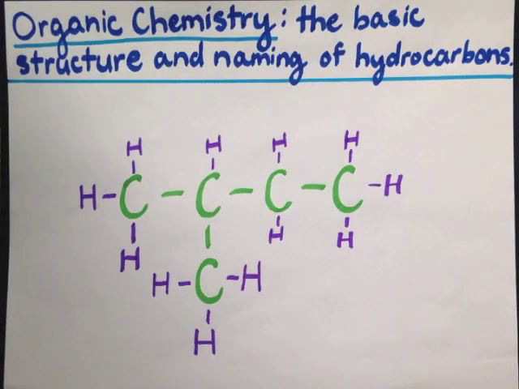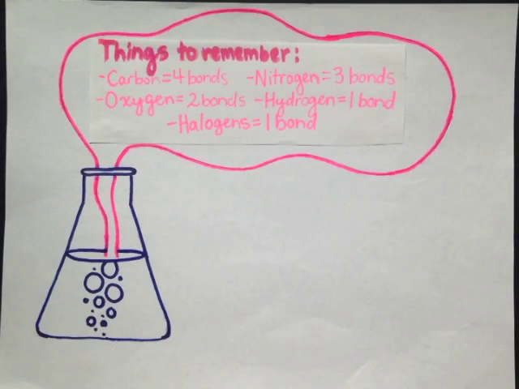Organic chemistry is the basic structure and naming of hydrocarbon chains. Organic molecules consist mainly of hydrogen and carbon atoms, and occasionally nitrogen, oxygen, and halogens. A few things to remember are that carbon must make 4 bonds, nitrogen must make 3 bonds, oxygen must make 2 bonds, and hydrogen and halogens must make 1 bond.